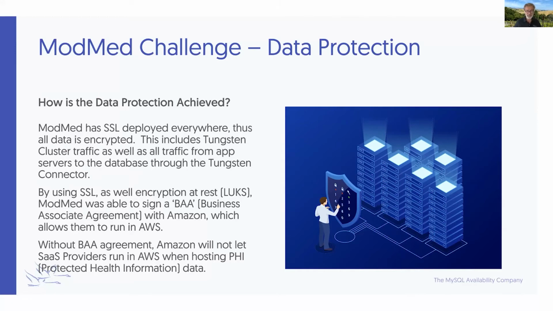On top of that, encryption at rest using the Linux operating system extension provides them the ability to ultimately sign the necessary agreements with Amazon in order to run this type of PHI information in the cloud. Without that, the cloud wouldn't have been an option, and they would have been forced to run this on premises. But as good practice, they most likely would end up doing all the same things on premises as well.